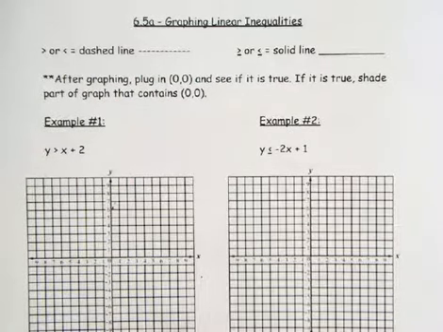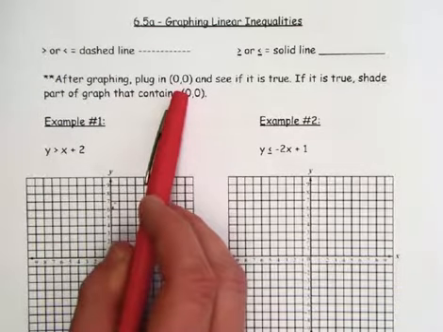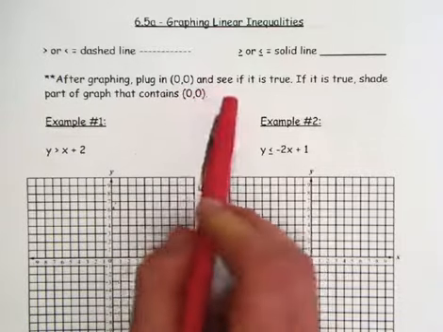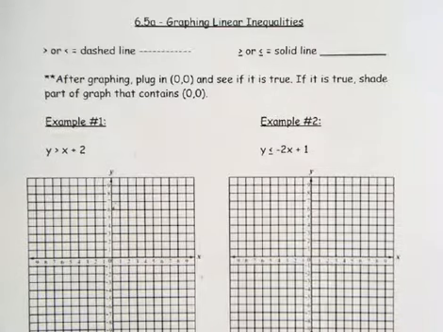Okay? And then all we're going to do is after we graph the line, we're going to plug in the point 0, 0, or we're going to see there are some cases where 0, 0 doesn't work because it's on the line, and we're going to see if it's true. If it's true, we're going to shade the part of the graph that contains 0, 0. Okay? Shade the part of the graph that contains 0, 0.